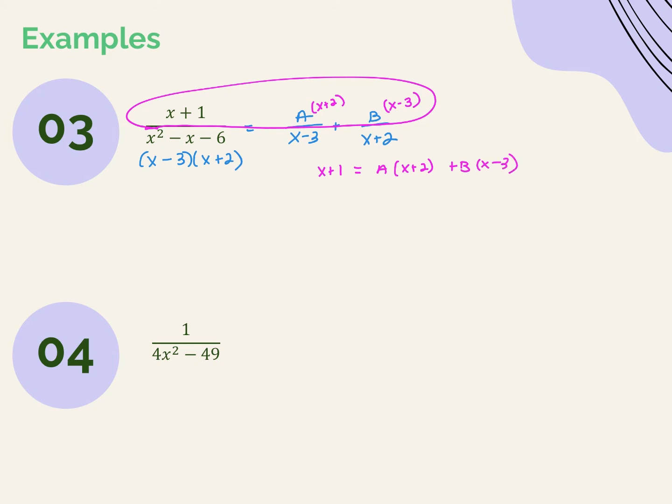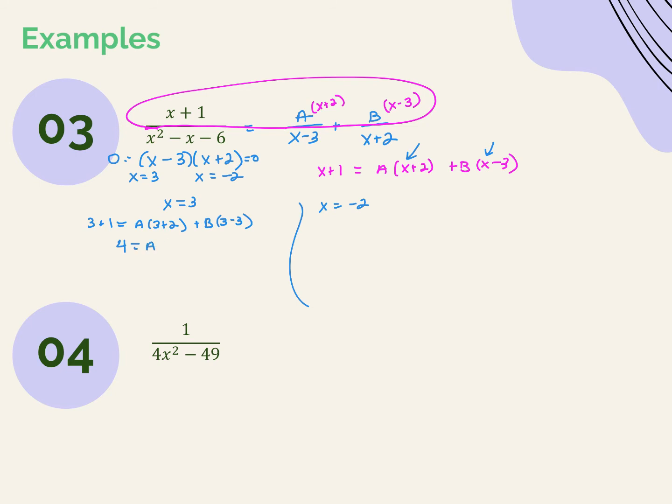Now I want to cancel them out one at a time. Again, you can either go back to the factored form of your denominator to find what to plug in, or you can look at these one at a time. I know I need to plug in x equals 3 and x equals negative 2. Plug them in everywhere there's an x. So 3 times 3 plus 1 equals A times 3 plus 2, plus B times 3 minus 3.